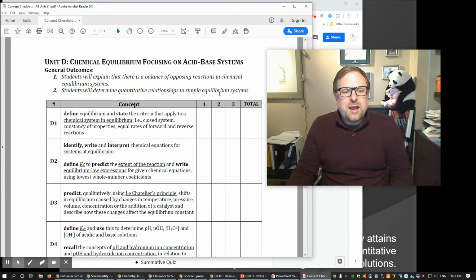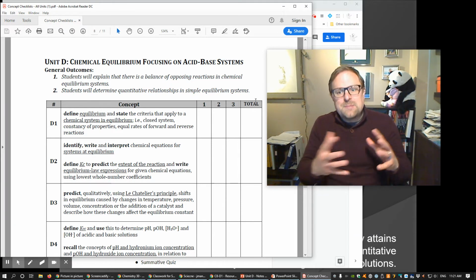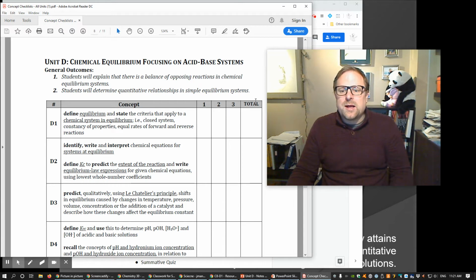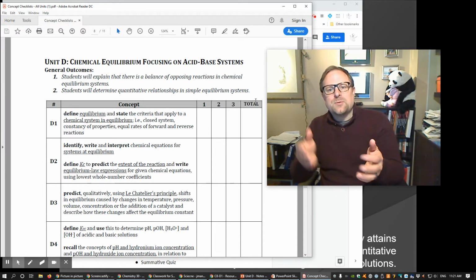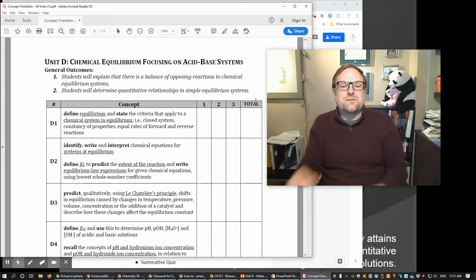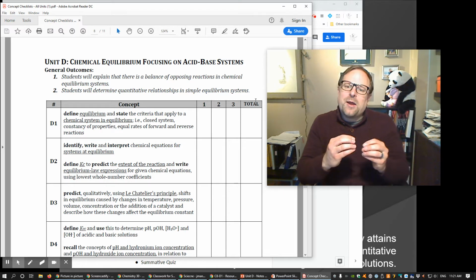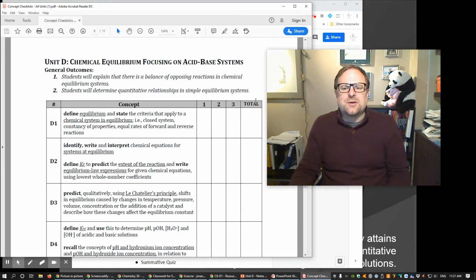Then we're going to look at the quantitative relationships in simple equilibrium systems, and we're going to use acids and bases as our model for that and have a look at what goes on there to deepen our understanding of acids and bases. What's really interesting to me is that as we've moved through Science 10, Chem 20 and now into Chem 30, acids and bases have come up in each course, and we've gotten deeper and deeper into understanding what acids and bases are.